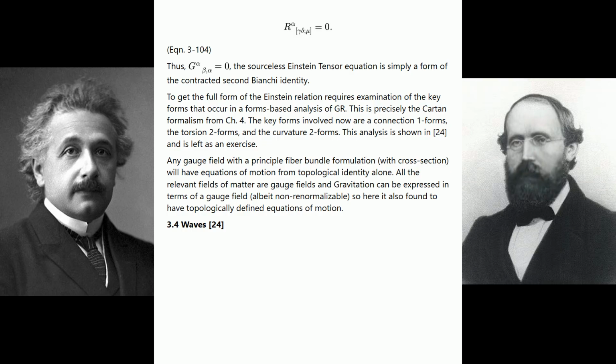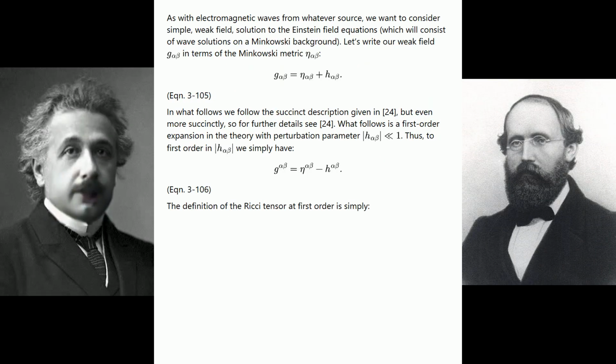3.4 Waves. As with electromagnetic waves from whatever source, we want to consider simple, weak field solutions to the Einstein field equations, which will consist of wave solutions on a Minkowski background. Let's write our weak field g sub alpha beta in terms of the Minkowski metric eta sub alpha beta, equation 3-105. In what follows, we follow the succinct description given in the reference, but even more succinctly, so for further details see the reference. What follows is a first-order expansion in the theory with perturbation parameter: the absolute value of h sub alpha beta is much less than 1. Thus, to first order in the absolute value of h sub alpha beta, we simply have equation 3-106.